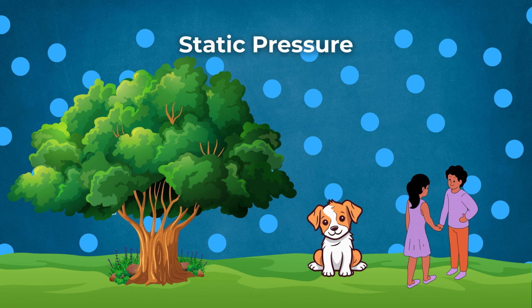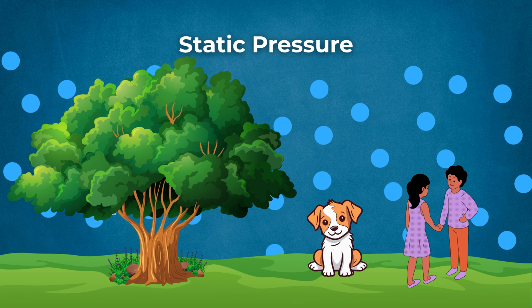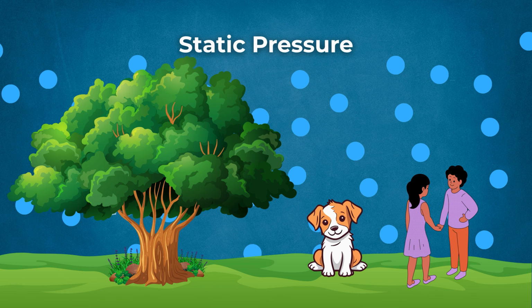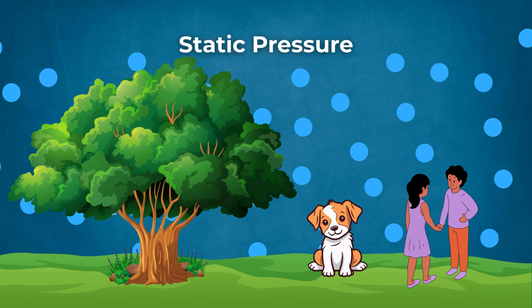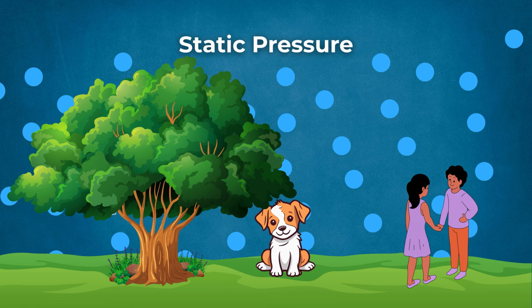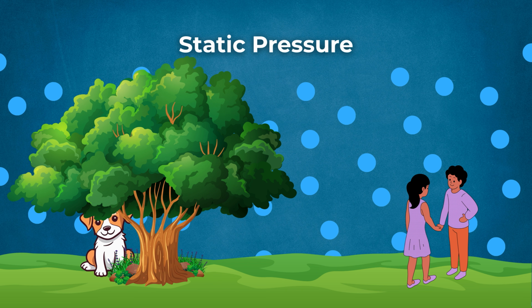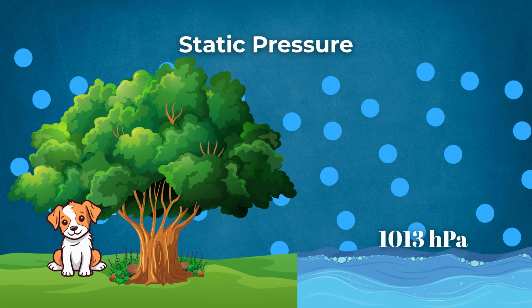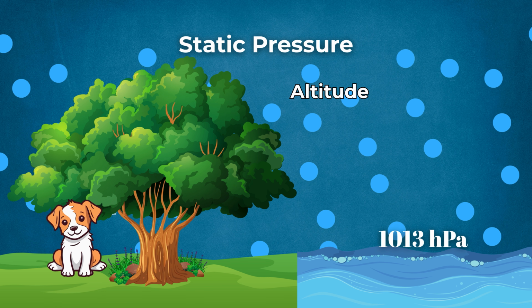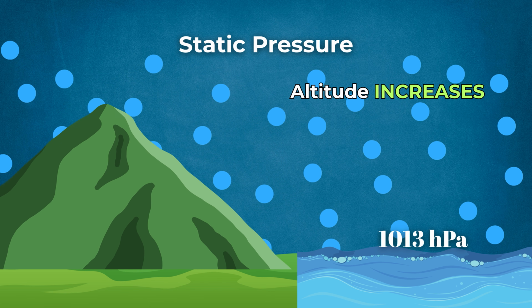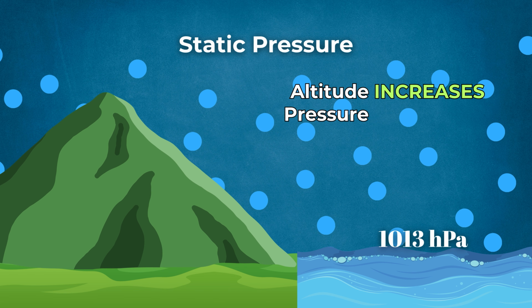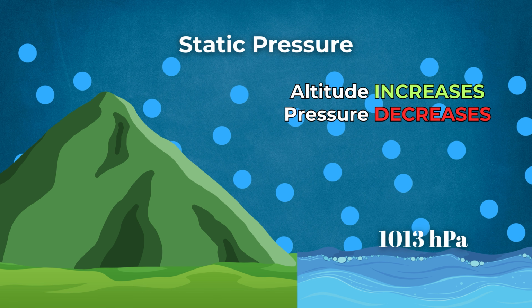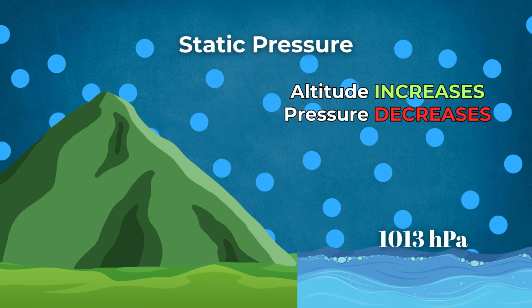Static pressure, also known as atmospheric pressure, is the pressure air exerts on objects in the atmosphere. It's evenly distributed around an object, whether the object is stationary or moving. Static pressure varies with altitude. At sea level, it's about 1,013 hectopascals under standard conditions. As altitude increases, the air column above you decreases, and so the pressure also decreases. This is why, for example, pressure at the top of a mountain is much lower than at its base.